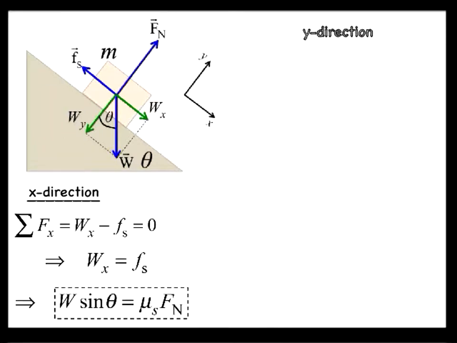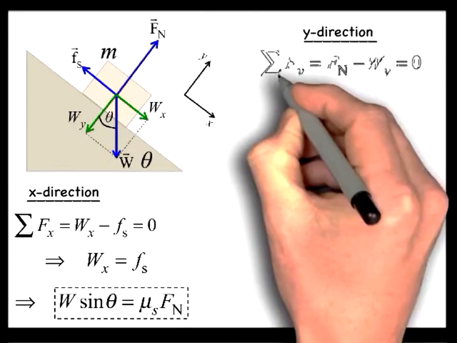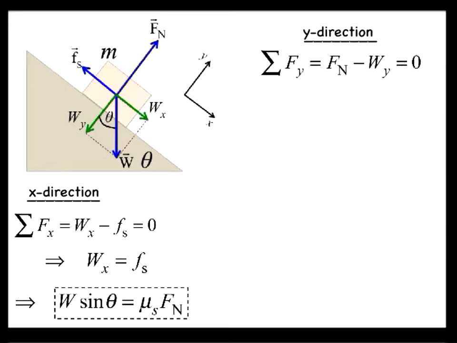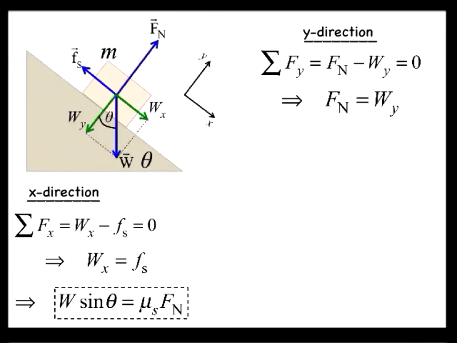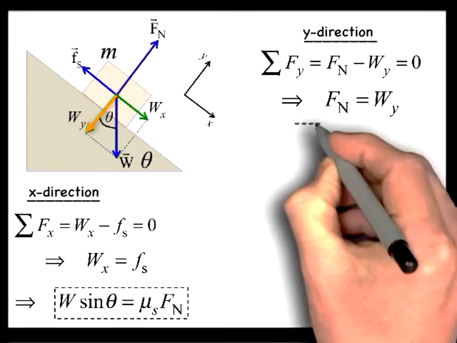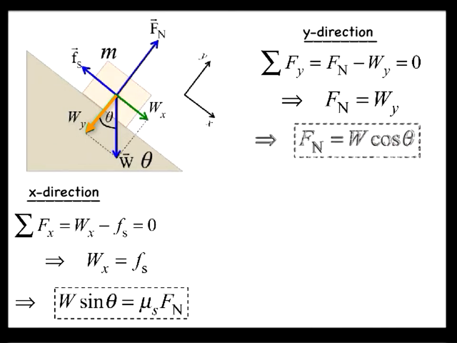Now we sum the forces in the y direction. We have the normal force which points along the positive y direction, and the y component of the weight which points along the negative y direction. The sum of these forces must be equal to 0. Therefore, we see that the normal force must be equal to the y component of the weight. The y component of the weight is the adjacent side to the angle in our weight triangle, and therefore equal to w cosine theta. This is our second relationship obtained from the equilibrium conditions.